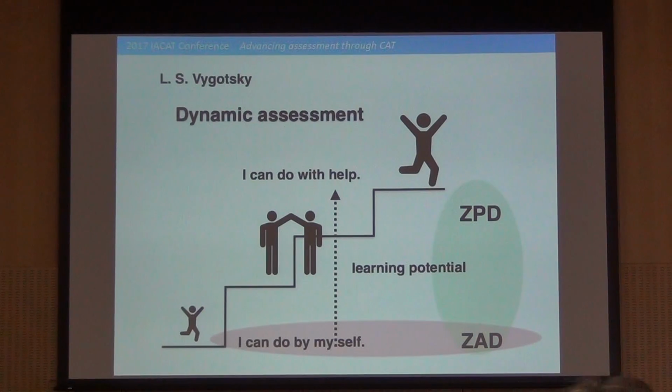At the bottom, we can see the area where students can do things by themselves. We call it ZAD. But of course, they can do better with appropriate help and feedback. So we can go to a higher area with scaffolding. We call that place ZPD. And the gap between ZPD and ZAD, we call learning potential. The area tells how much you can do with appropriate help.